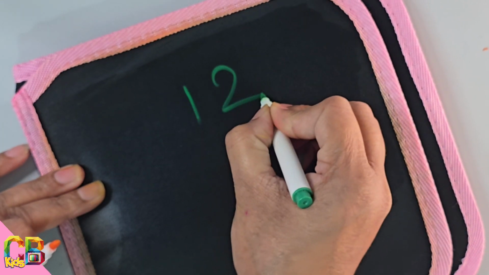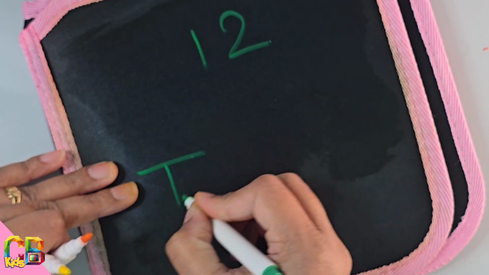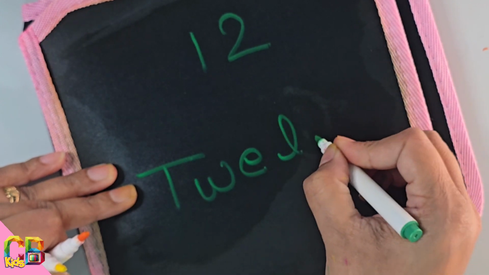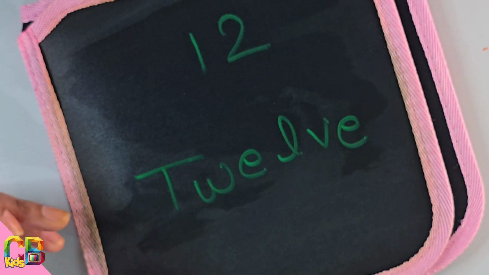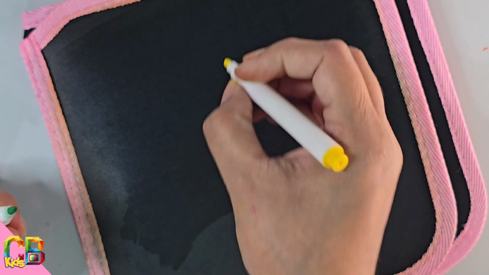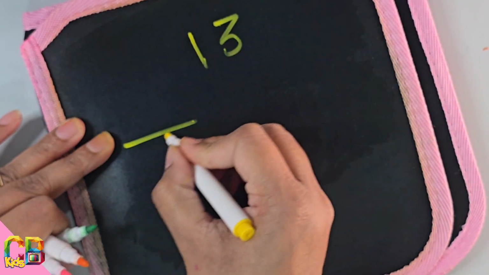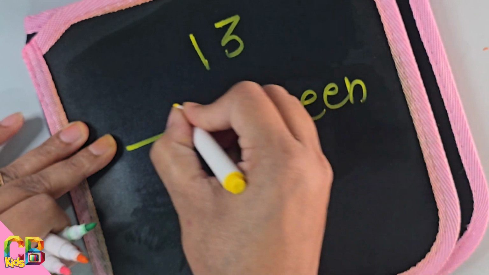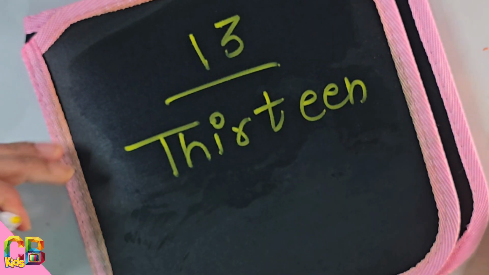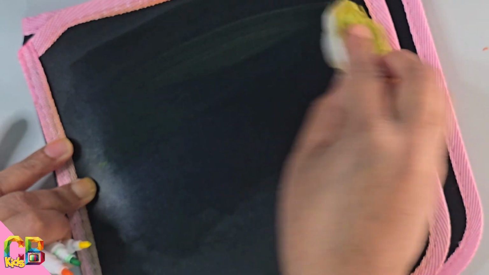Now let's move to another number which is going to be 12. 1 and 2, 12. T-W-E-L-V-E, 12. Okay, now let's move to another number which is going to be 13. 1, 3, 13. T-H-I-R-T-E-E-N, 13.